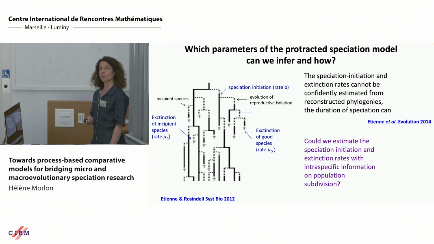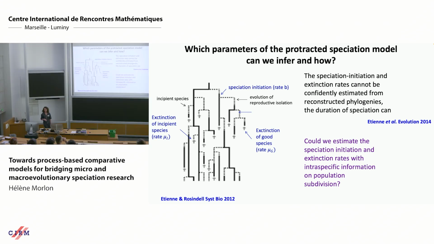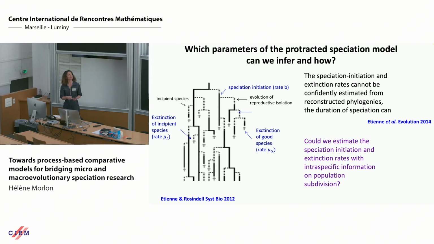But there's a possibility that if we add some information, so instead of having only the phylogenetic tree of present-day species, we have a phylogenetic tree of present-day species and some intraspecific information on population subdivision, then maybe these parameters can become identifiable, and maybe there's a chance that we can estimate these more specific parameters instead of the speciation and extinction rate from phylogenetic data.